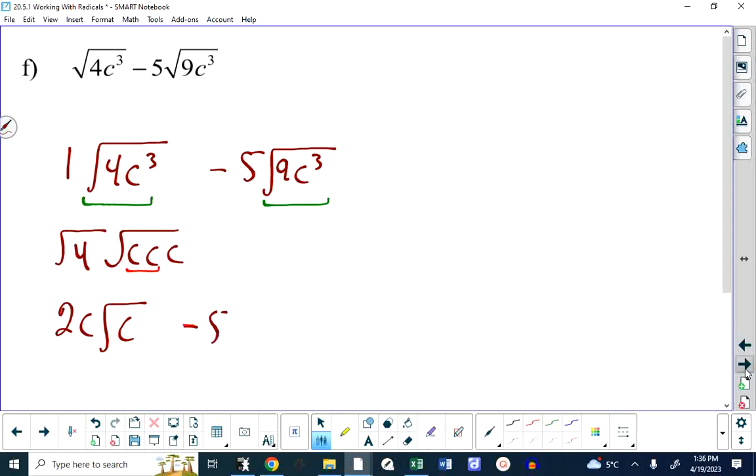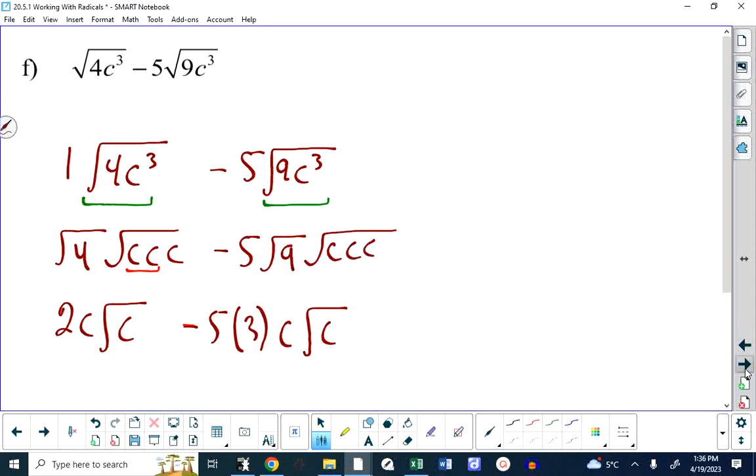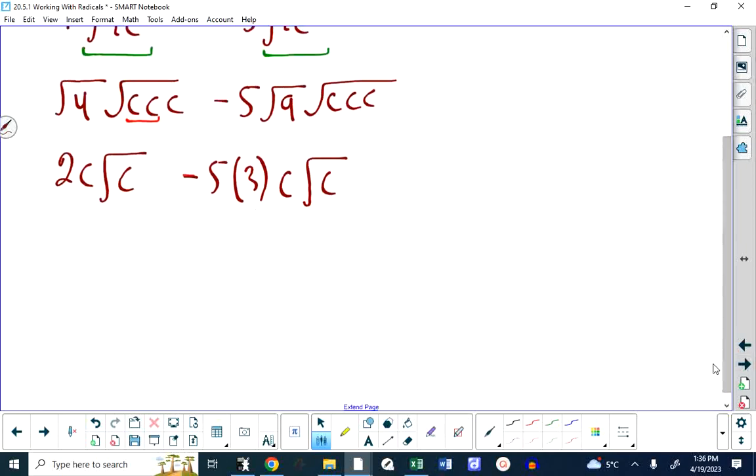5, and the square root of 9 is 3, and the square root of c cubed is c root c. So for the same reason, let me write it out here. I have 5 times root 9 times c cubed under a square root. So I can take out 2 of those c's, write it as a single c outside, and the square root of 9 is 3. So now what I have is 2 c root c minus 15 c root c.